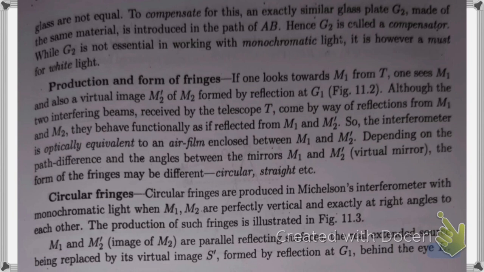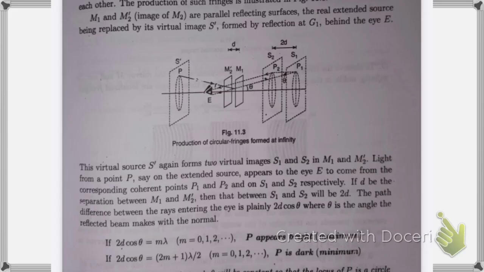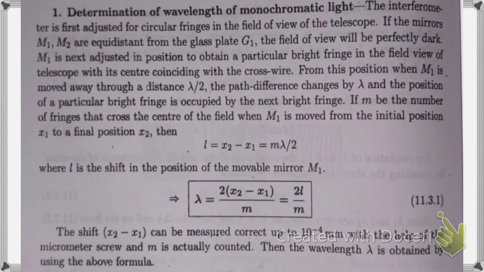Tomorrow you have the exam, so I'm not going to make this long. Here you can see these are the positions of maximum and minimum. Read it and try to understand by yourself. This is the way we can determine the wavelength of monochromatic light with the help of Michelson interferometer. This is the expression for the wavelength.